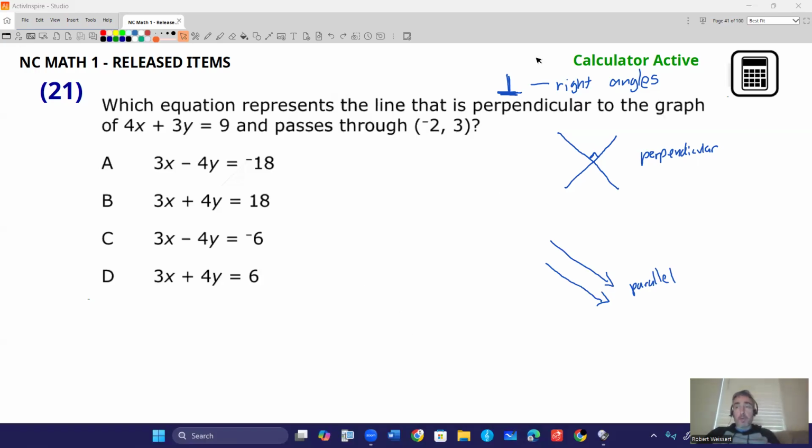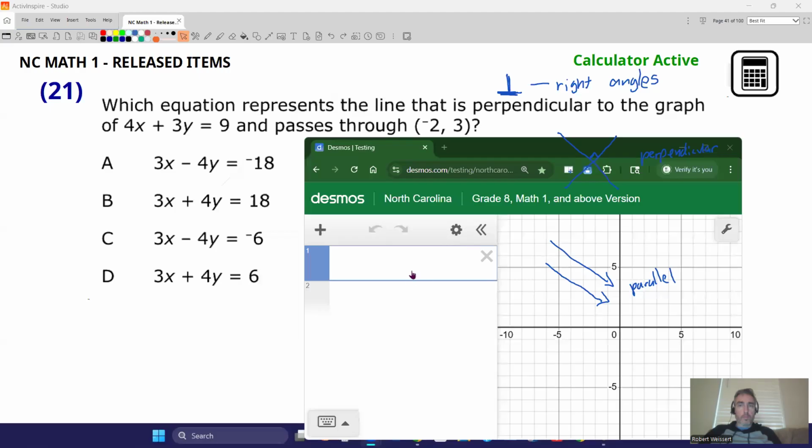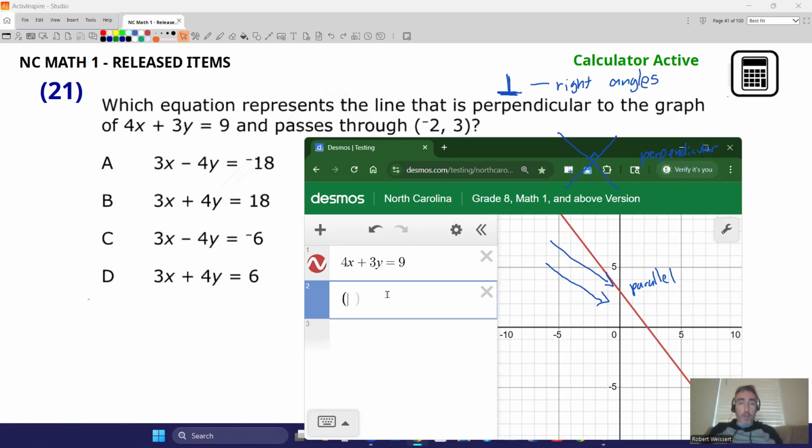So let's get up Desmos. First we want to visualize the graph of 4x plus 3y equals 9, and we'll simply graph that. You can see it's going to have a negative slope because it's going down as it's going to the right. And we want a graph that is perpendicular to that line that goes to the point negative 2, comma 3. Let me clear off my annotations here.